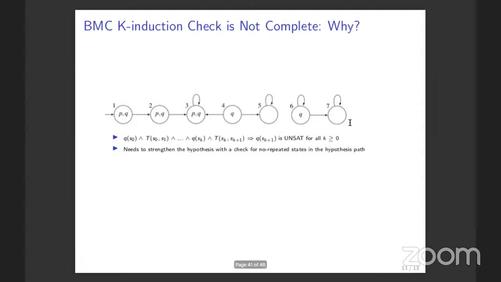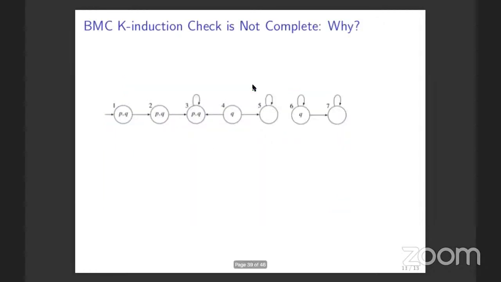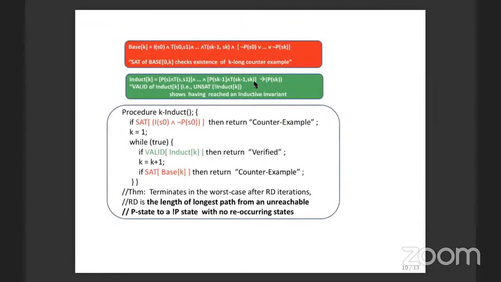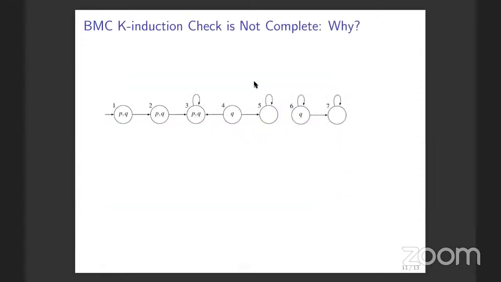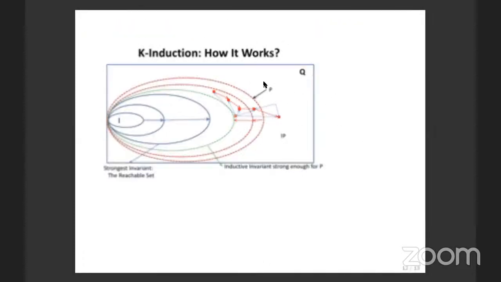So to make it complete, you need to add this condition as well, in addition to this one. Of course, checking a loop-freeness condition is harder than the simple check, because it has a formula of quadratic size, since it has to do pairwise comparison of the states. So some implementations of K induction just live with that incompleteness. Okay, so that's what I want to end with here.